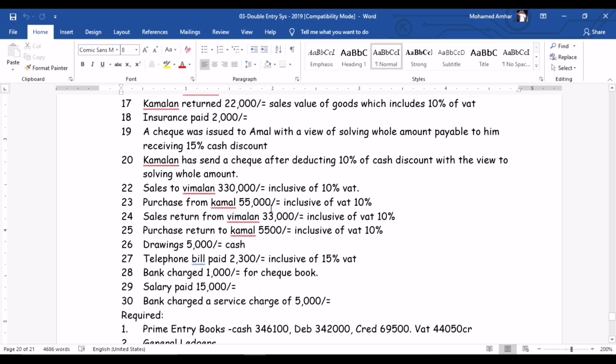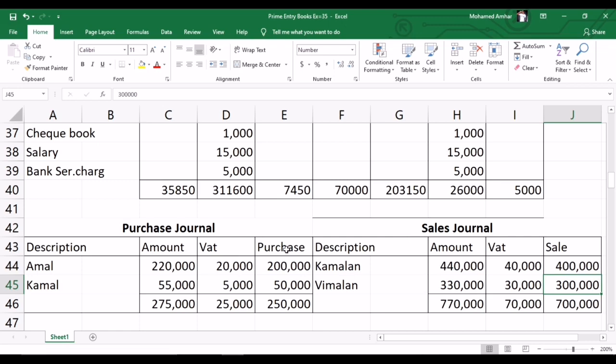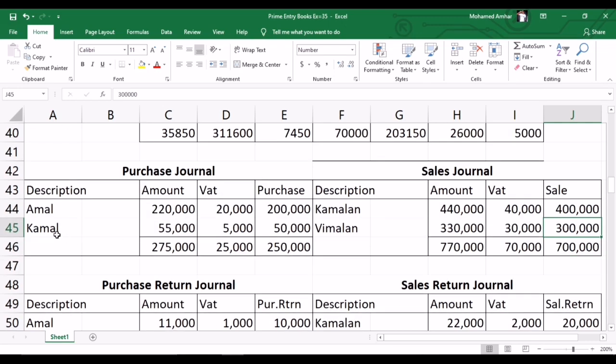Right, now the next date is purchase from Kamal 55,000 inclusive of VAT 10%. So inclusive VAT 10% is 5,000. So you have to record this in the purchase journal because this is a credit purchase. In your worksheet, under the purchase journal, Kamal 55,000 is the amount, inclusive VAT is 5,000. So purchase amount is 50,000.